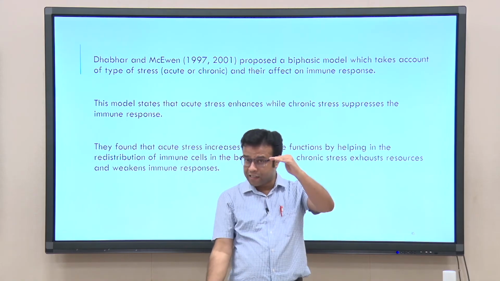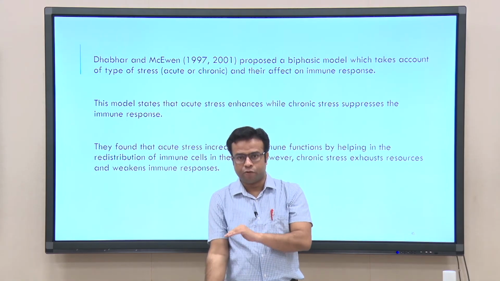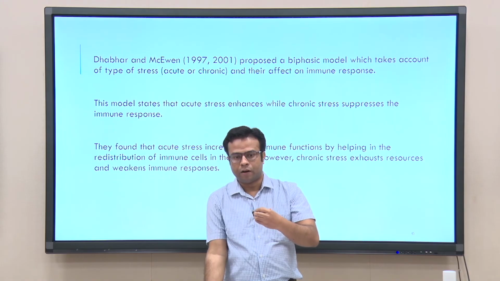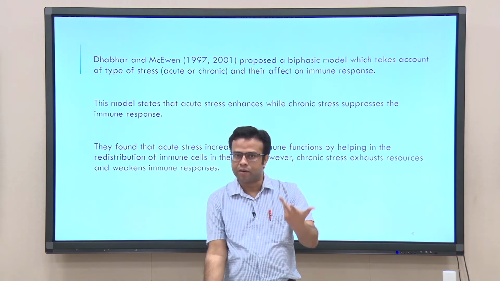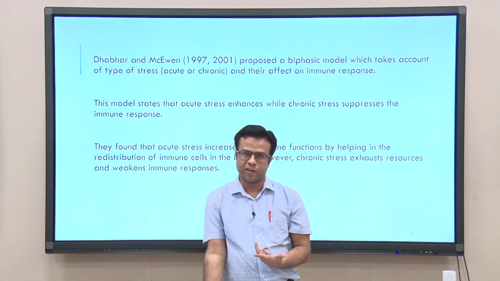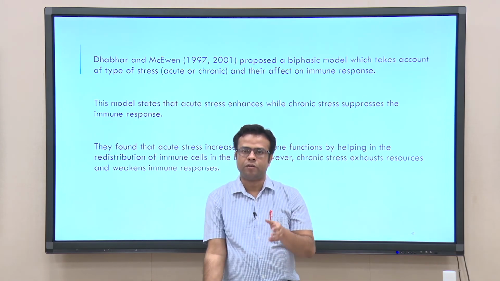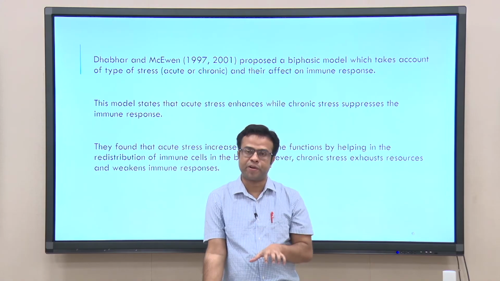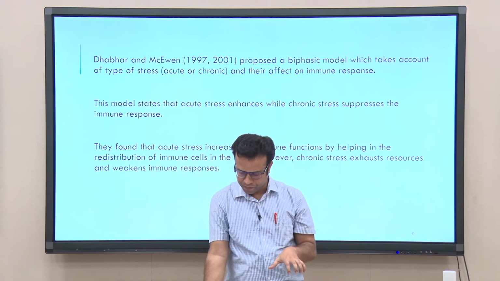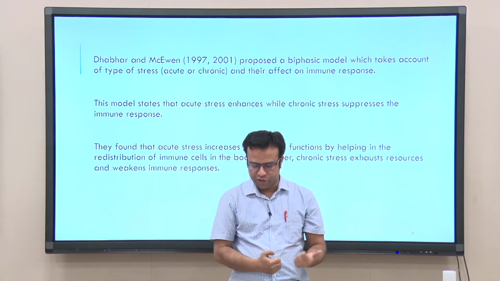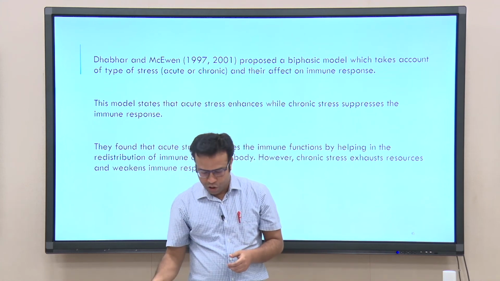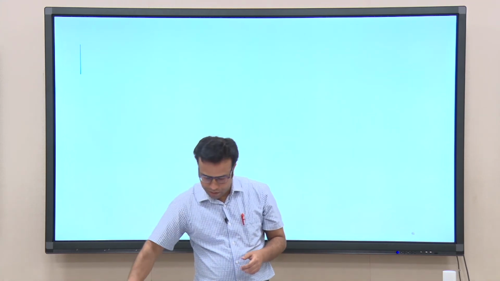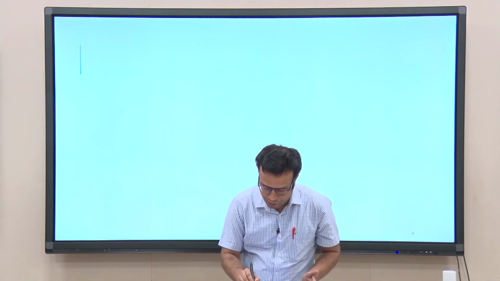However, when the stress becomes chronic, lasting a long time, let us say weeks and months, such stress is the main culprit in terms of suppression of the immune system. So, chronic stress exhausts resources and weakens the immune system. If you just look at it, we have discussed different time frames.